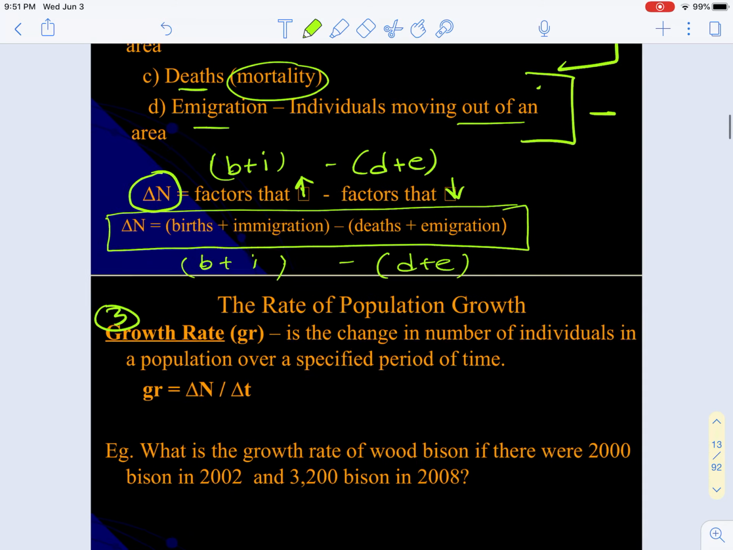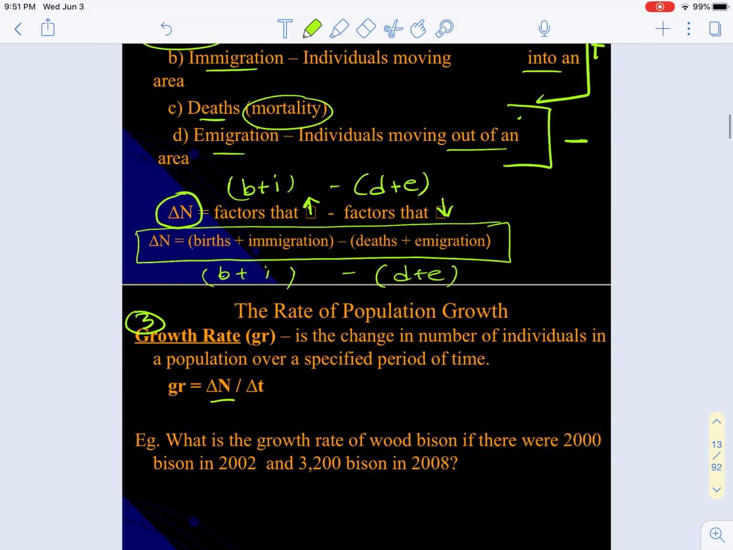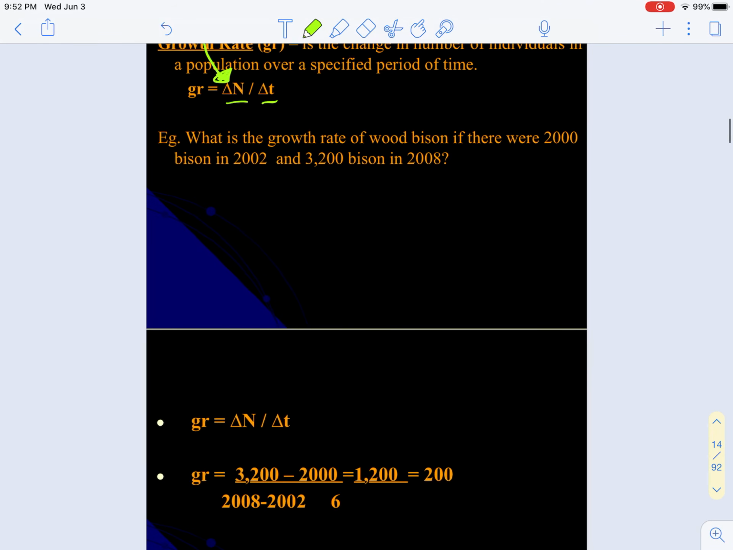Now, growth rate, number 3, often needs the change in population size for that calculation. So you may have to do the B plus I minus D plus E and use that in your calculation of growth rate, because the change in number, sometimes they only know births minus deaths, but sometimes they give you all 4 parts of that equation. You put it into this equation and divide it by the change in time. So final minus initial for the time.